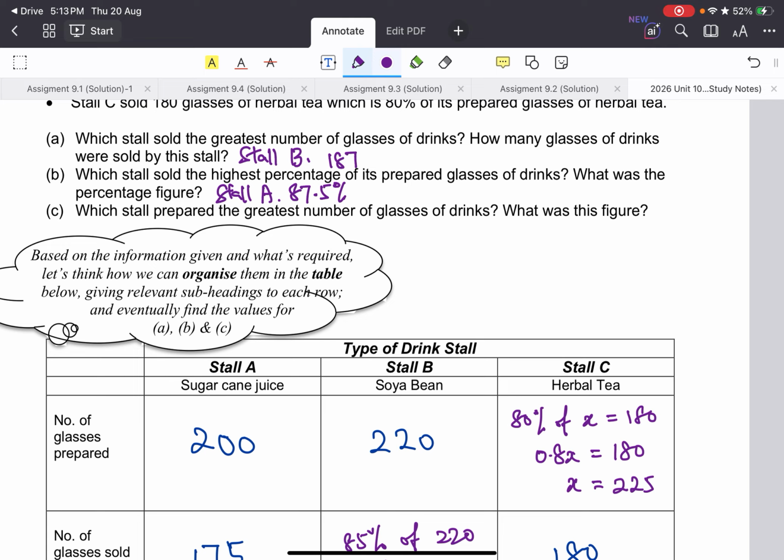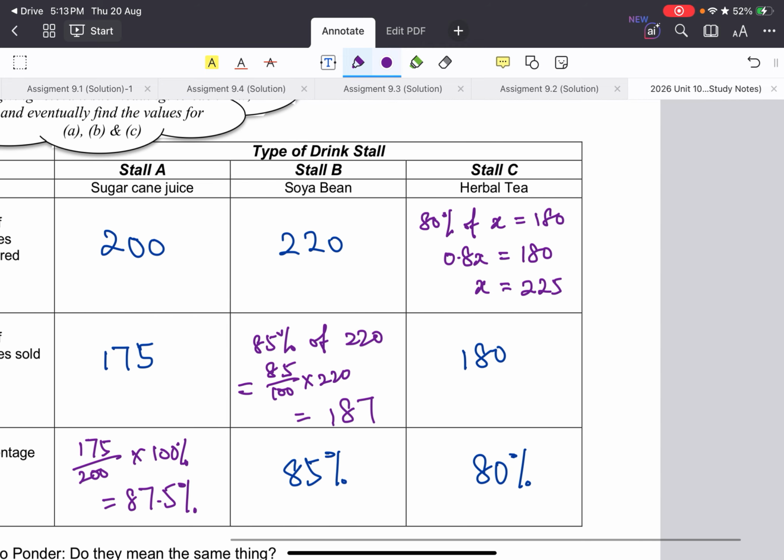Again, do a quick comparison. We know that it is going to be store C. It actually prepared 225 glasses. So this is how we can tackle this type of question. I hope it's useful for you. Okay, let's move on.